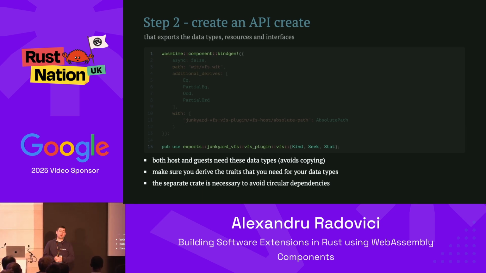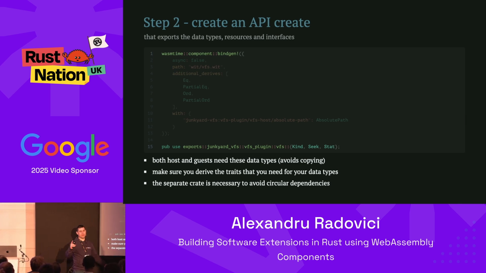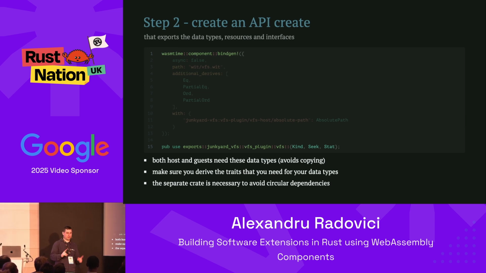Why do you need a separate API crate? Because these data types you will need in both the host and the plugin. And if it's not the exact same data type, and you generate this in two separate crates, Rust will complain because they look the same, but it's a different type. So you need to have the same type. Then this is how you generate it.